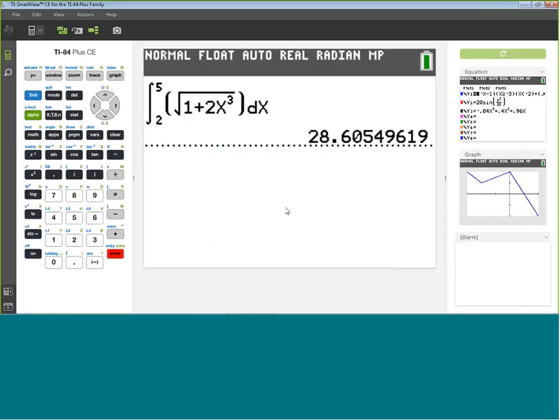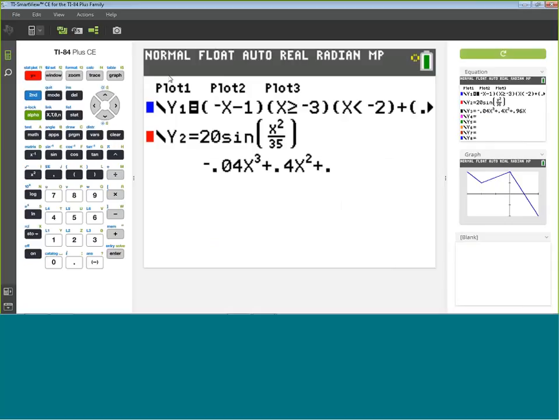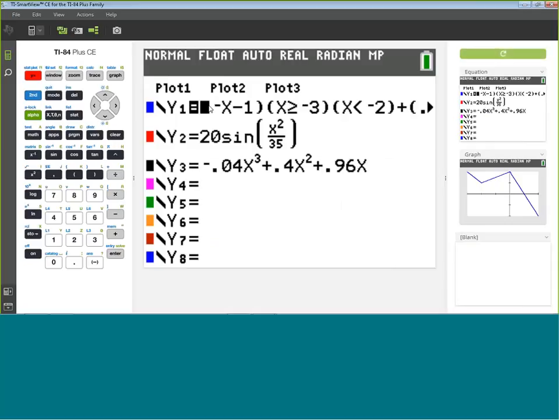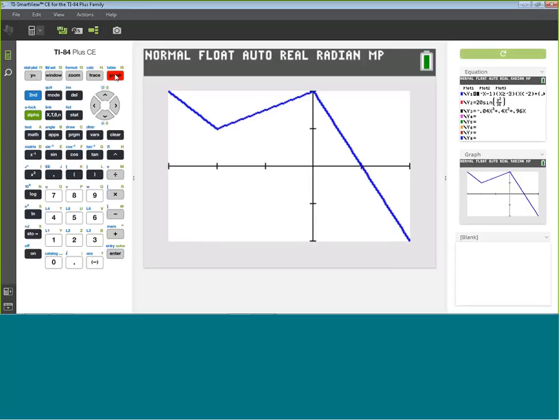On the 84, what we have to do is enter the function, and I went ahead and entered it in. Using the 84 for piecewise is not that bad. What you do is you type in the first piece, and then you multiply it by what its domain would be. Our first piece was this, this was its domain, and you keep adding each piece as you go. I've got our graph displayed here.